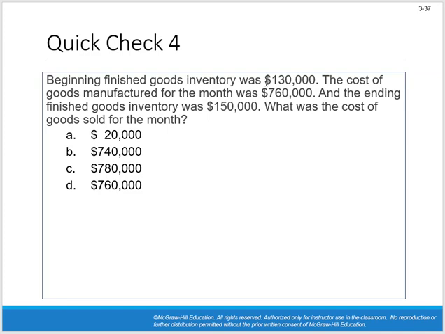Again, for me, doing T account analysis, I'm looking at my beginning and ending balance, 130 versus 150. That's a difference of 20,000. So the answer I select needs to be 20,000 different than 760,000. And it looks like the balance went up during the month, so we sold less than what we put into the account. So I'm going to take 760,000 minus 20,000.